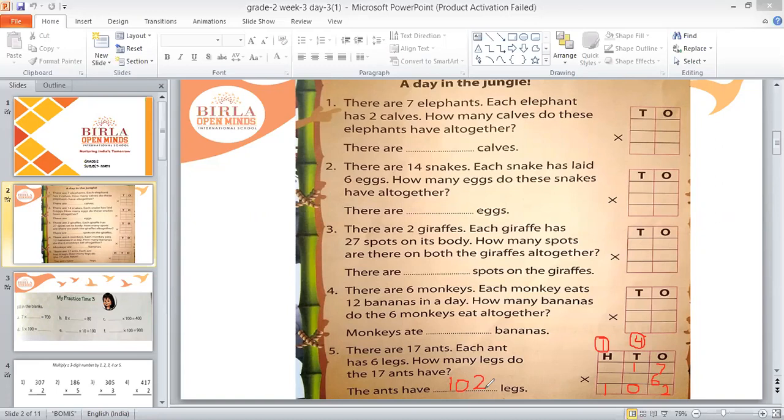Now children, turn the page and come to page number 131. Write date in classwork. Again, I'm repeating. Turn the page and come to page number 131, my practice time 3.